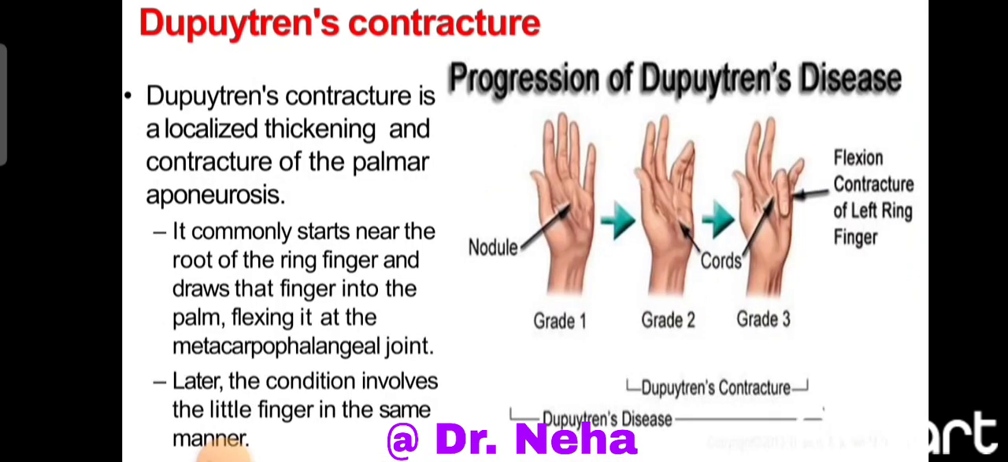The applied anatomy related to the palmar aponeurosis is Dupuytren's contracture. In this contracture there is a localized thickening and contracture of the palmar aponeurosis, and this starts near the root of the ring finger and draws that finger into the palm, flexing it at the metacarpophalangeal joint. Later the condition involves the little finger also.